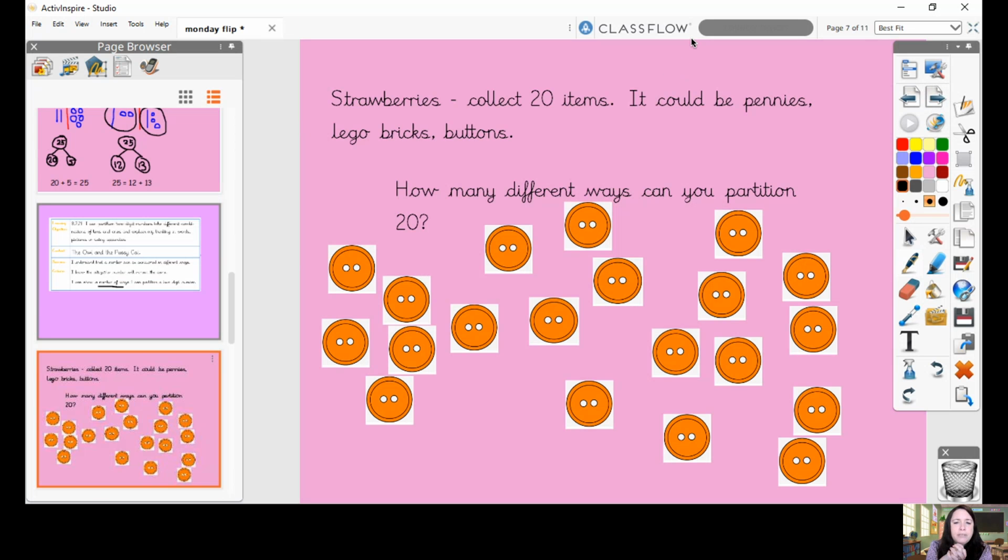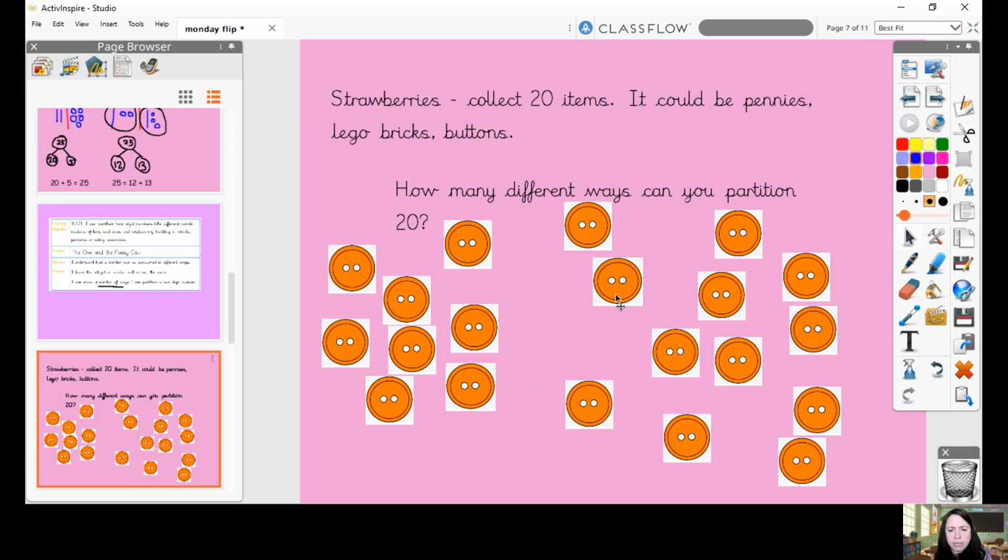Strawberries. What I'd like you to do is to collect 20 items. It could be Lego bricks, it could be pennies, it could be buttons, it can be anything that you can use as a counter. And when you've got your 20 things in front of you, I want you to partition them into 2. So I want you to split them into 2, count how many you've got in each group, and then record it. So here we go.